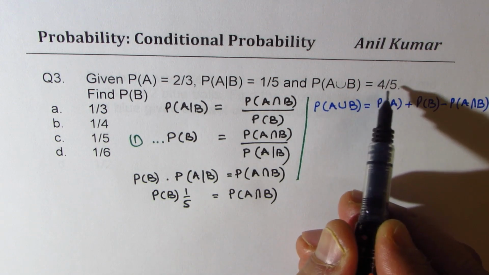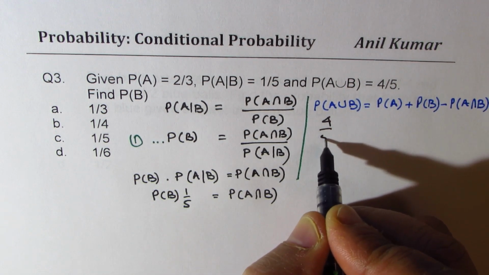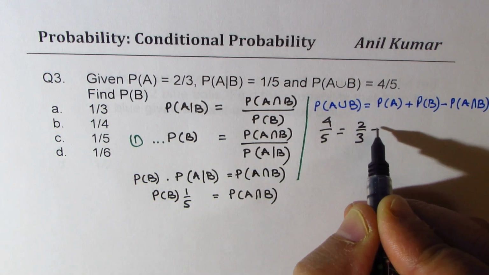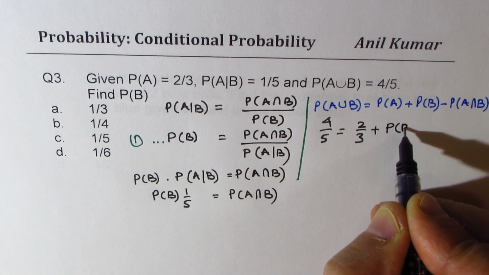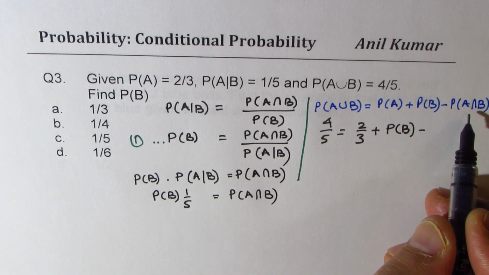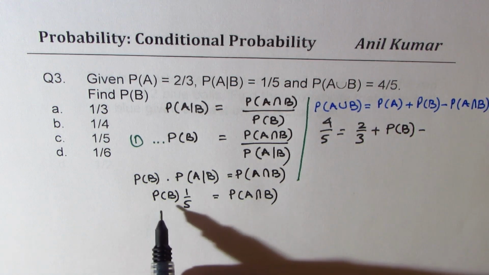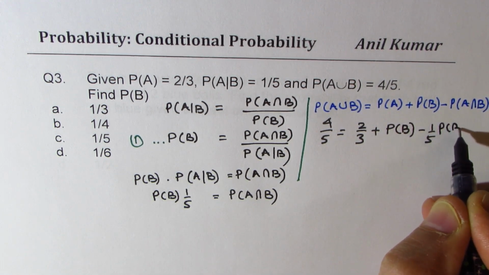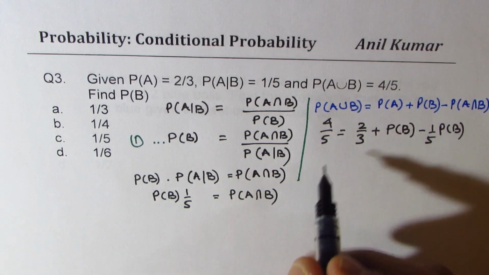Probability of A union B is 4 over 5. So let me write 4 over 5 here. Probability of A is 2 over 3 plus probability of B, which we want to find. And we got probability of A intersection B in terms of probability of B, which is 1/5 of probability of B, correct? Now we can clearly find it.